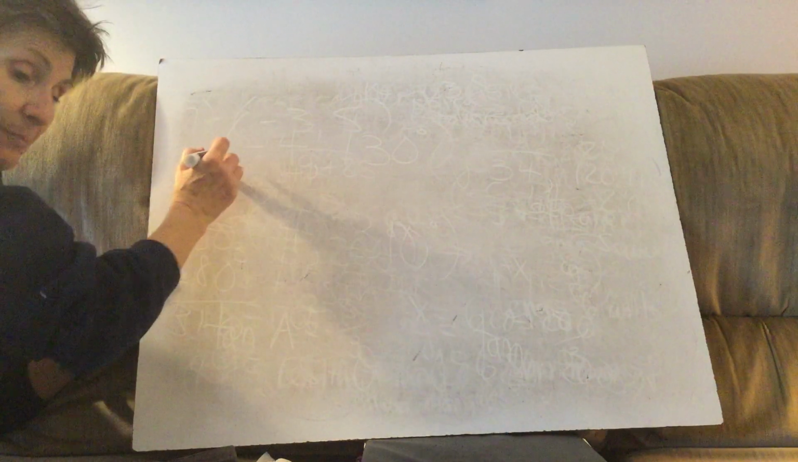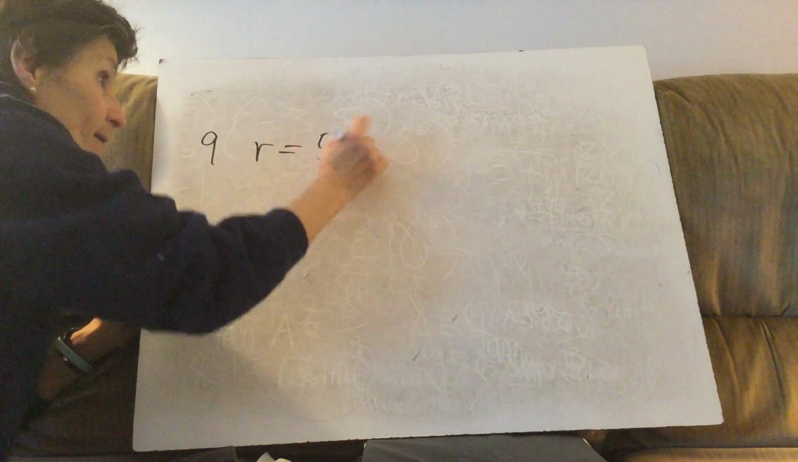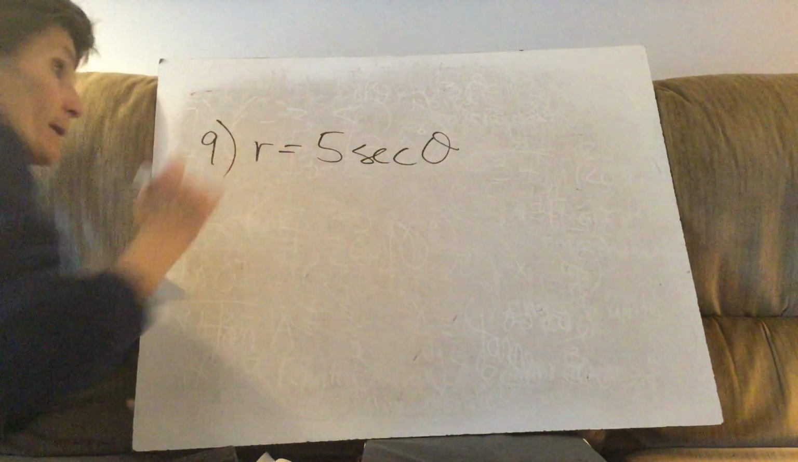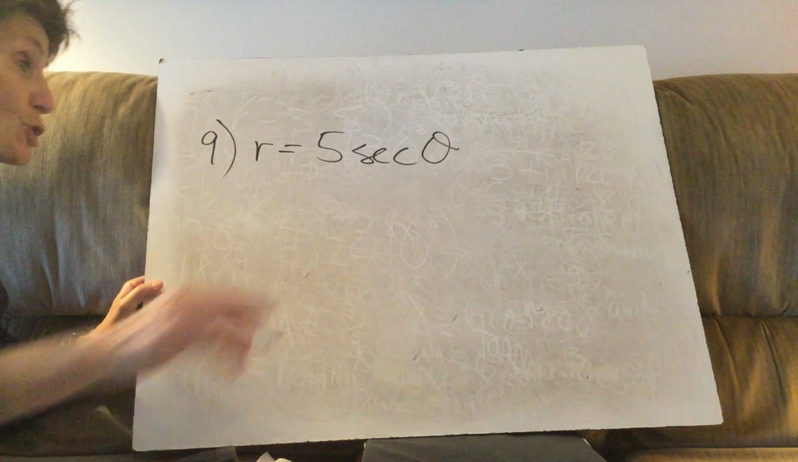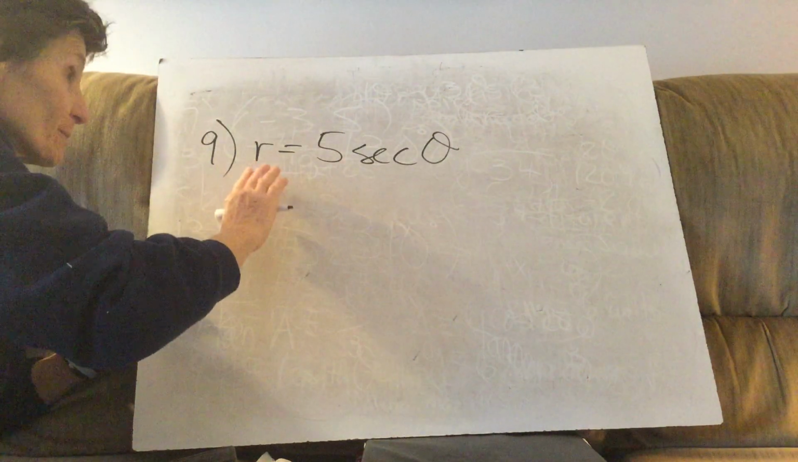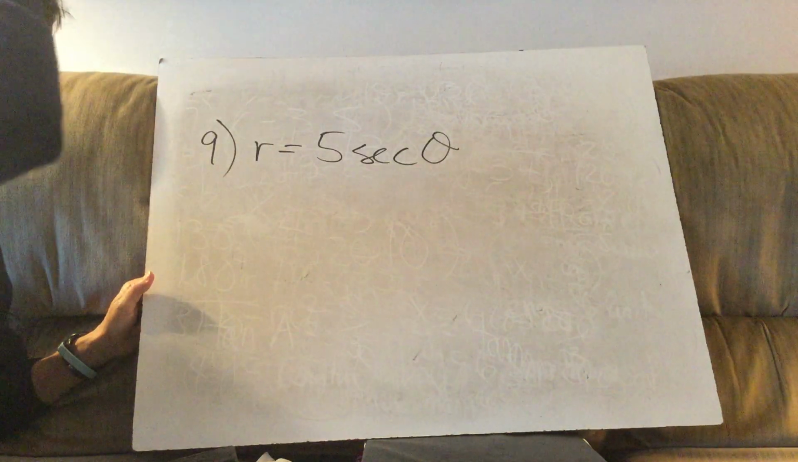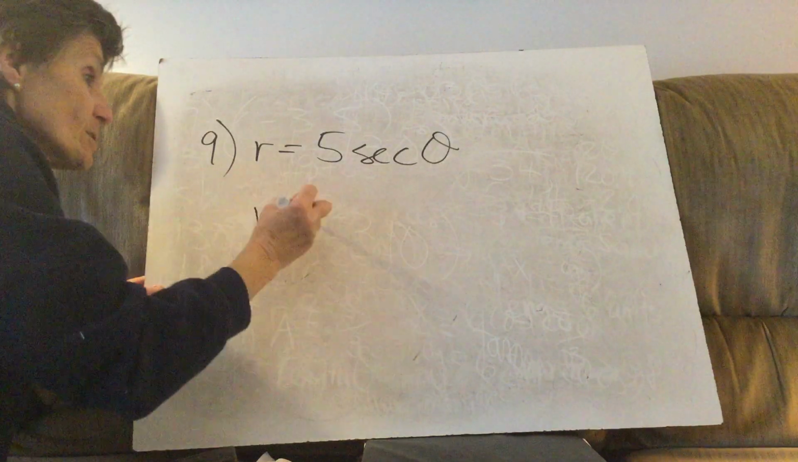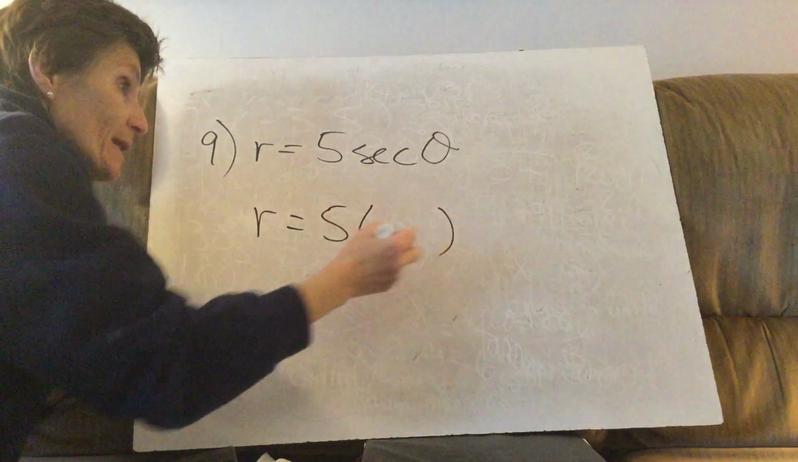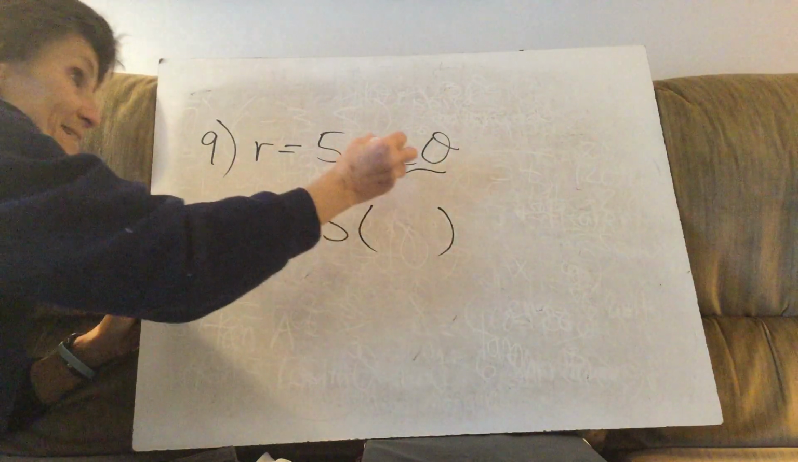Number 9. r equals 5 secant theta. And we are going to rewrite this as a rectangular equation. So that means we can't have r's and thetas. We want to have just x's and y's. So you'll remember there's a process to this. The first thing you want to do is replace secant theta with its definition.